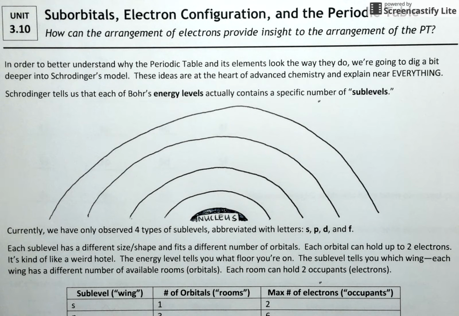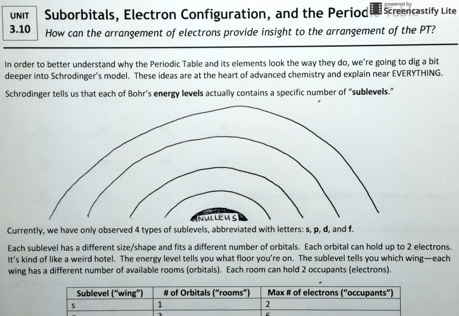Hey guys, in this video what we're going to look at is the differences between Schrodinger's model of the atom and Bohr's model of the atom. We're really going to start pulling apart how we change Bohr's rings or shells into Schrodinger's orbitals. We're going to use some terminology including sublevels and orbitals and electrons as we make this transition from our standard looking ring model of the atom into the idea of putting electrons into orbitals.